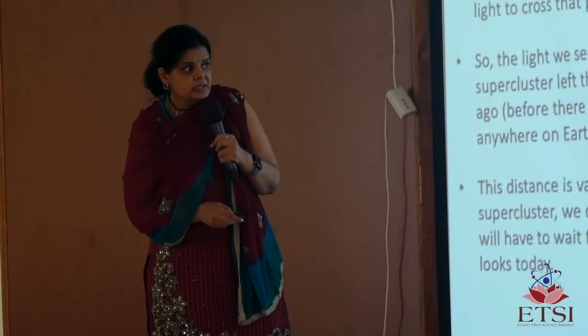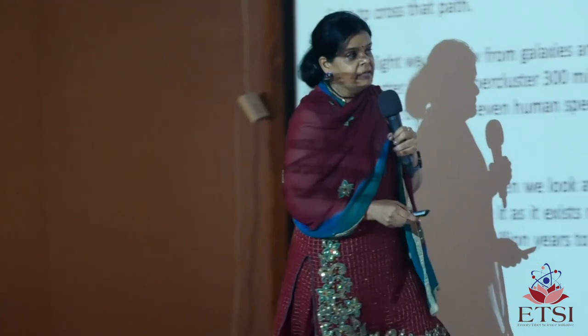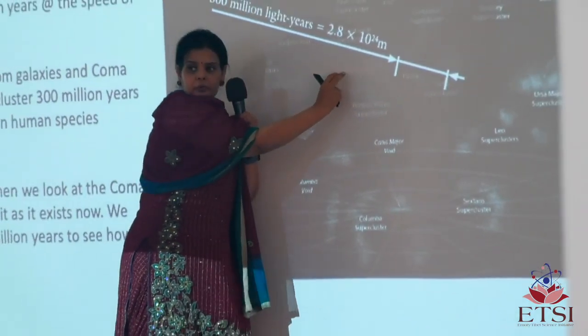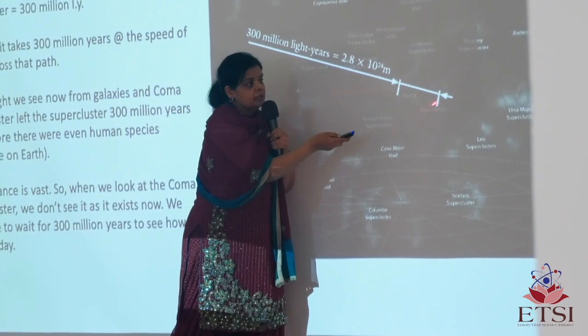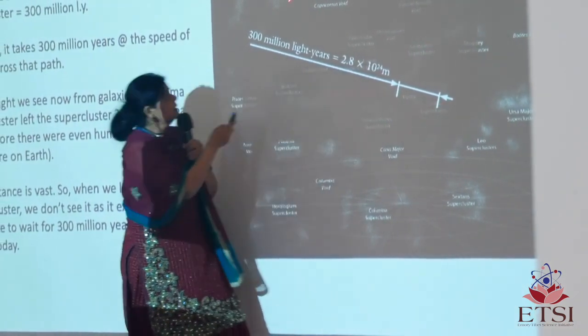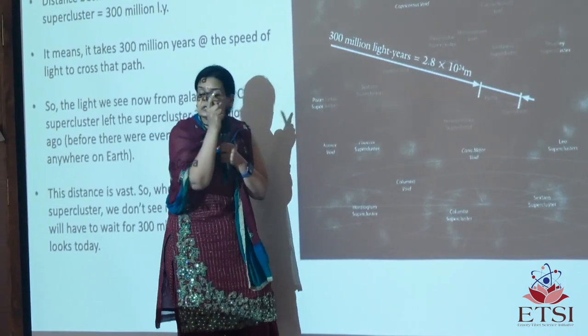So what this distance tells me is that the light that we see from the Coma supercluster, we being here in the Virgo supercluster, left the Coma supercluster 300 million light years ago.